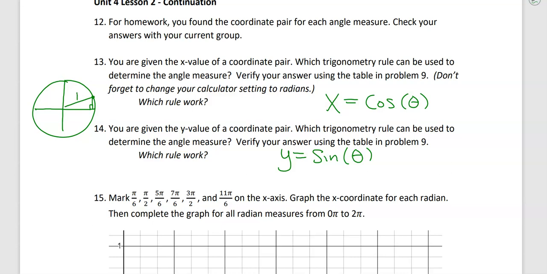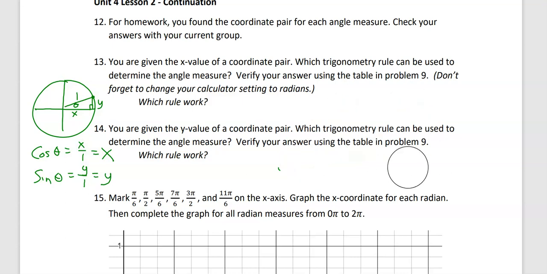When we put in our right triangle here our x value and our y value, theta, that cosine of theta is x over 1, adjacent over hypotenuse, which gives me x, and sine of theta is y over 1, again it simplifies to y. And again, that's when we use a unit circle.